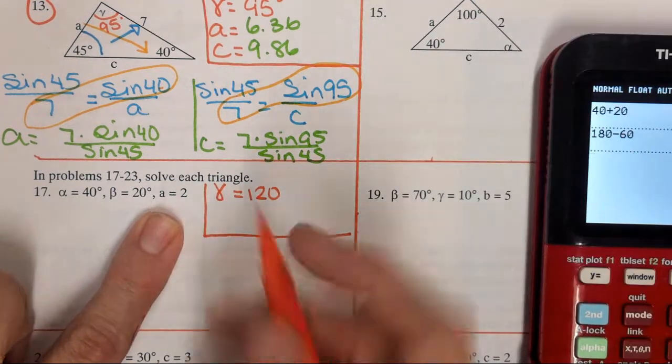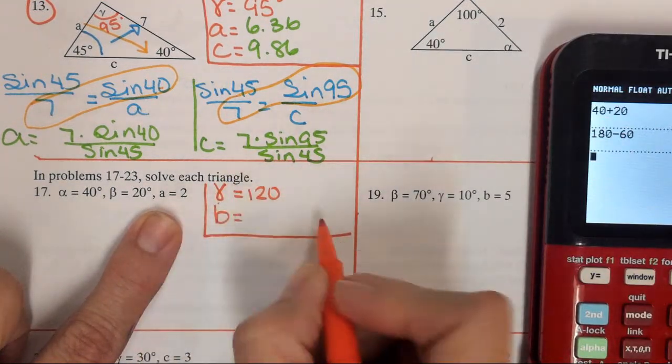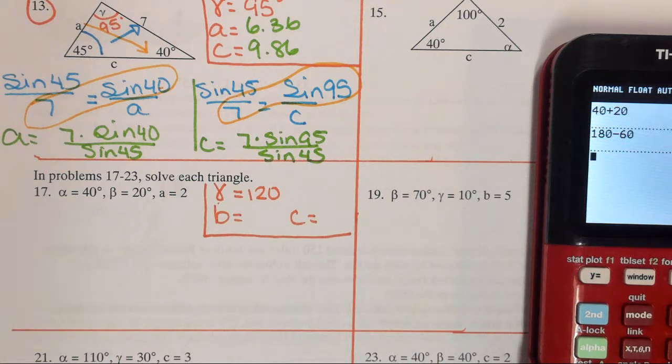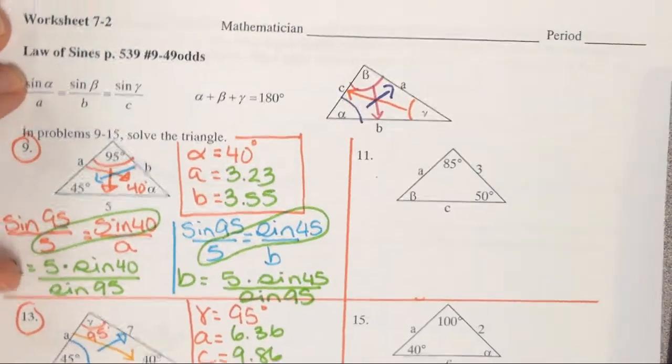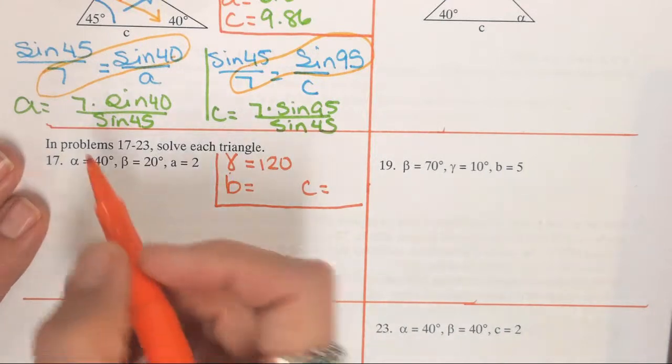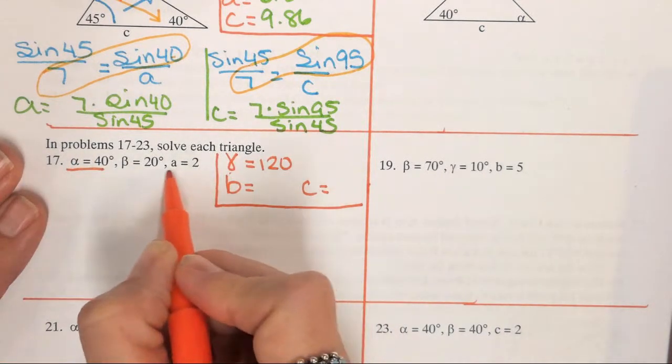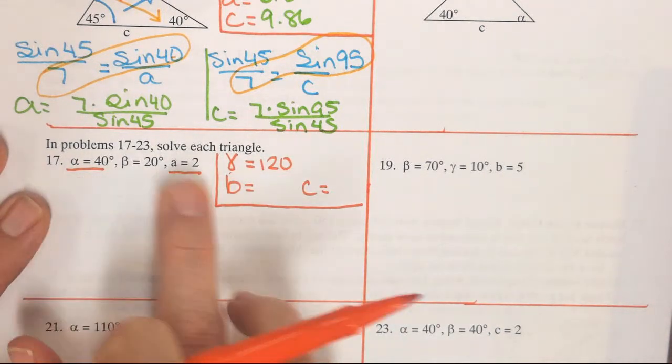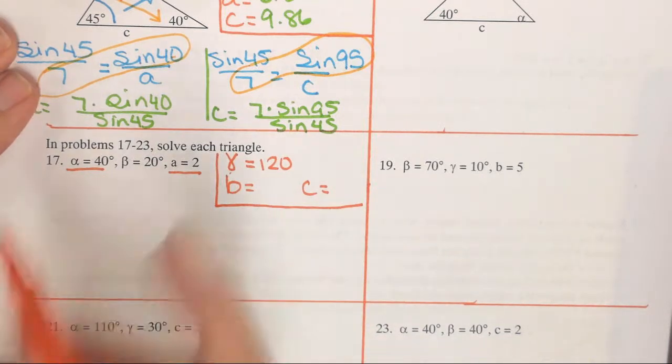They gave me A, so I'm going to have to go find B, and I'm going to have to go find C. So this time without the picture, I have to decide which two would be opposite. So let's review real quick. Alpha is always going to be opposite A, beta is always opposite B, and gamma is always opposite C, whether you have a picture or not. So they gave me alpha, but they also gave me A. And I know alpha and A always go together.